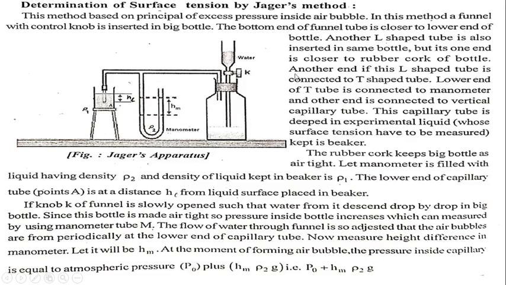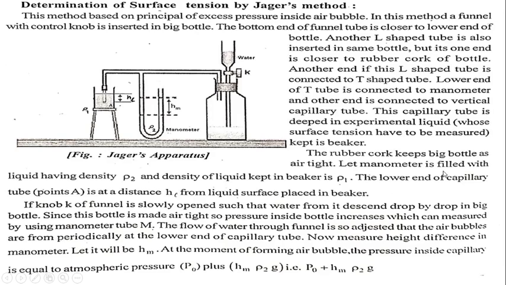See here, and lower end of T tube is connected to a manometer here, that is a manometer as shown in figure, and other end is connected to vertical capillary. Another end is connected to this vertical capillary tube which is dipped in experimental liquid whose surface tension has to be measured. Cap is beaker. Now the rubber cork keeps the bottle airtight.